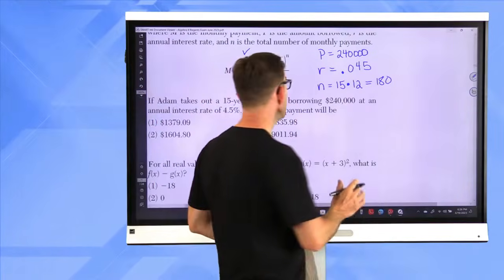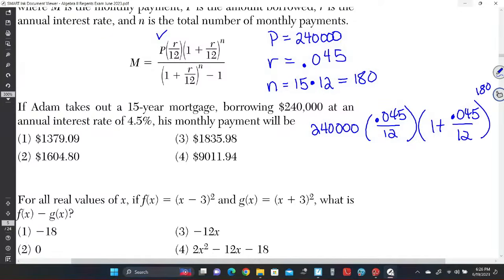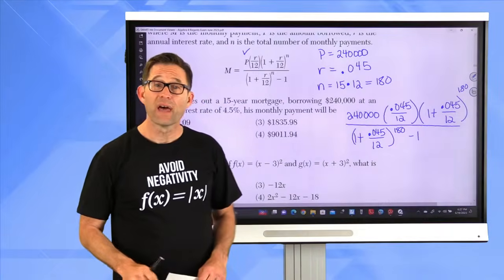All right, so now we just got to plug all this stuff into this particular formula. And this is the way it's going to look. It's going to look like 240,000 times 0.045 divided by 12 times 1 plus 0.045 divided by 12, all raised to the 180, all divided by 1 plus 0.045 divided by 12 raised to the 180 minus 1. Whew. And I just got to hope you can get that in your calculator correctly.